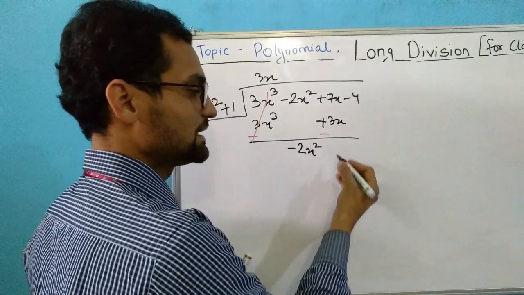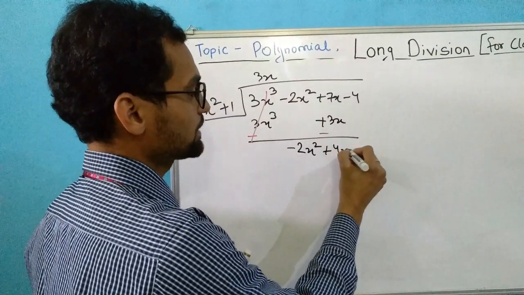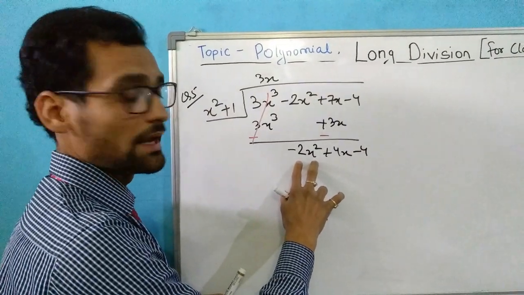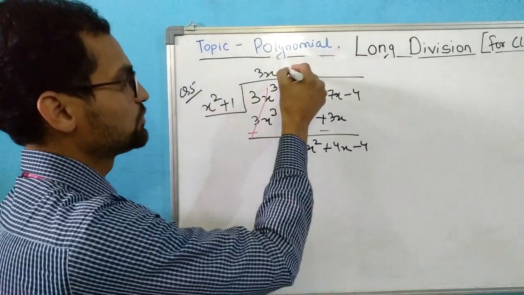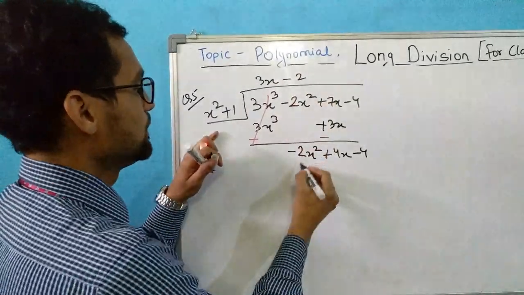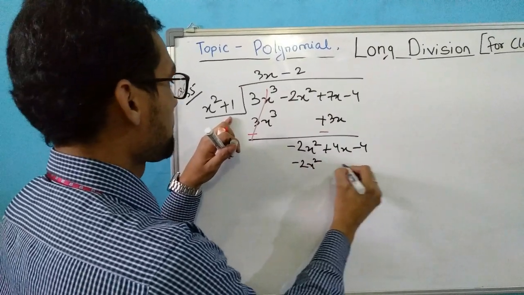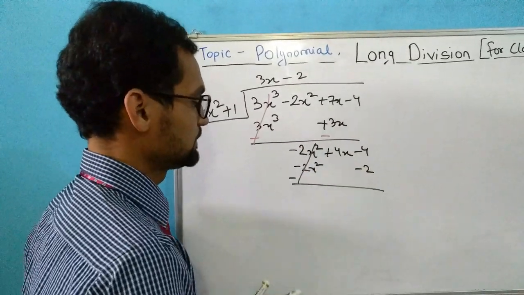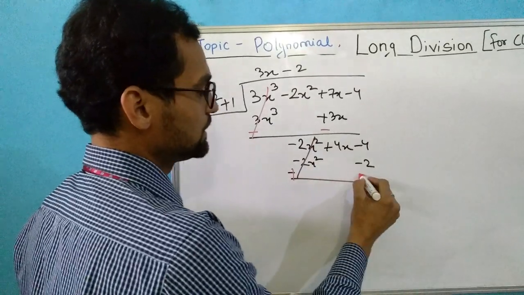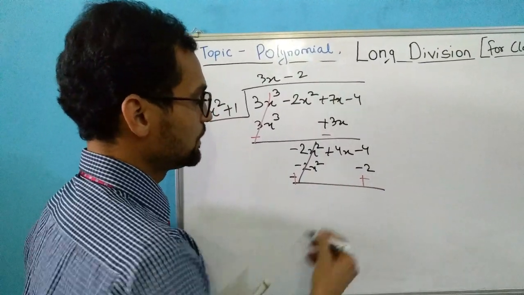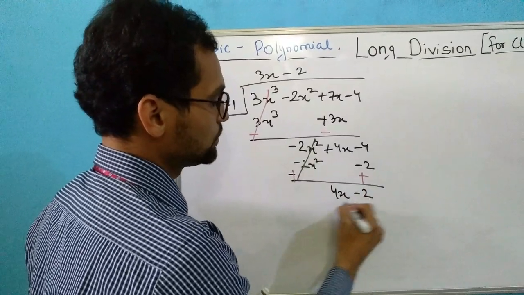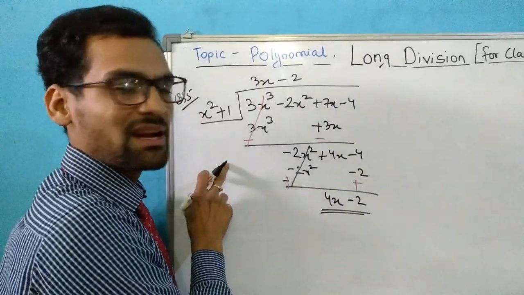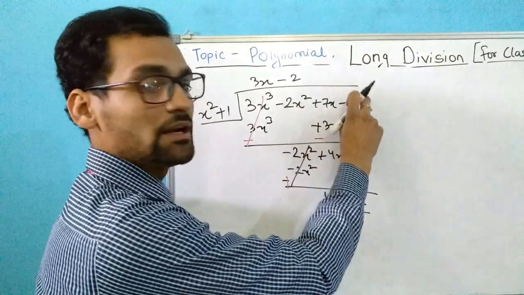Minus 7x minus 3x will be what? Plus 4x minus 4, okay. Now this is minus 2x square and this is x square, so we have to multiply with minus 2 only. So this will be minus 2x square minus 2, right? This will have the sign changed. This will be positive. This will cancel out. This will also be positive. And in the remainder, what will we get? 4x minus 2. There is a remainder of 4x minus 2. That means x square plus 1 is not a factor of the given polynomial.